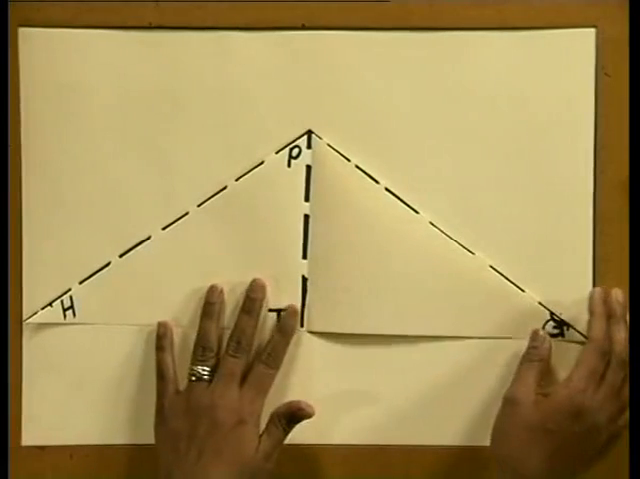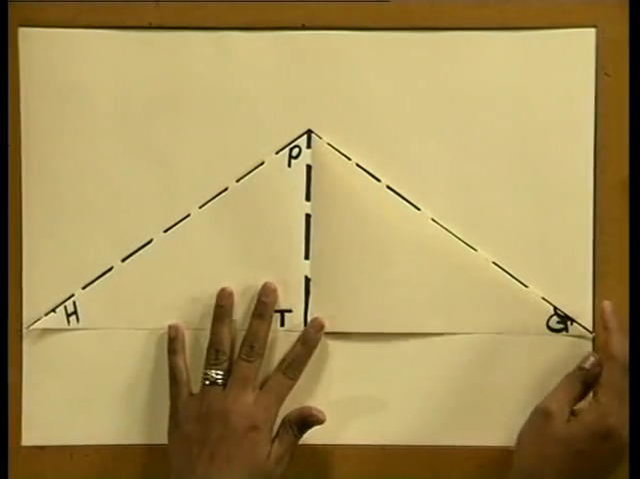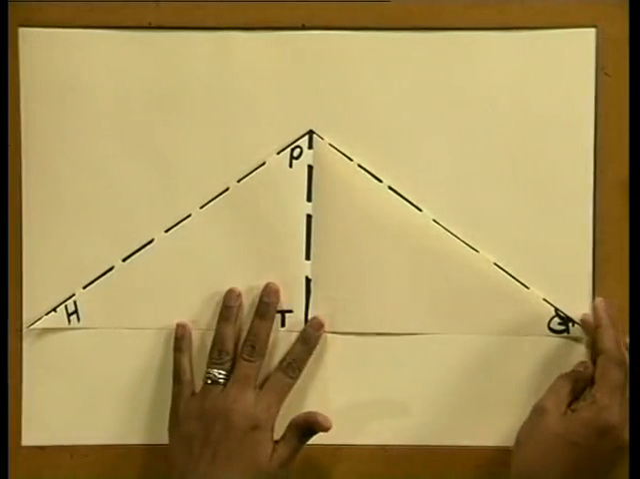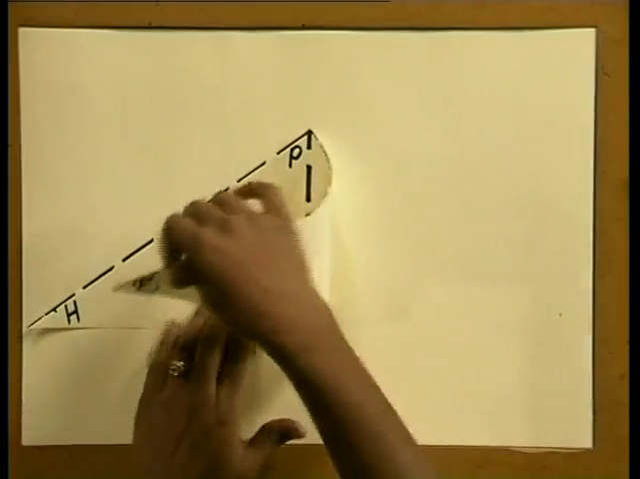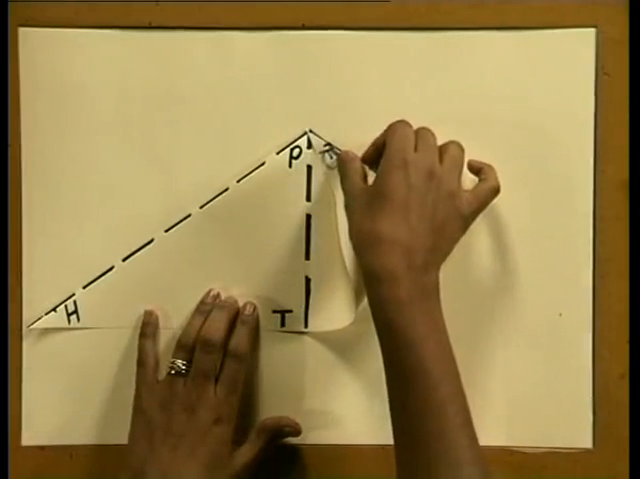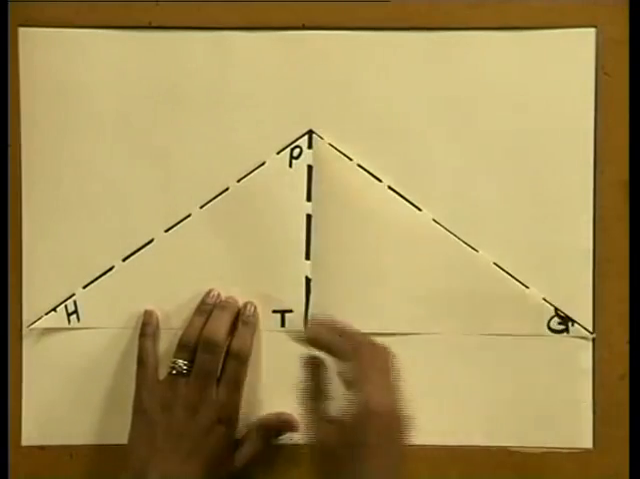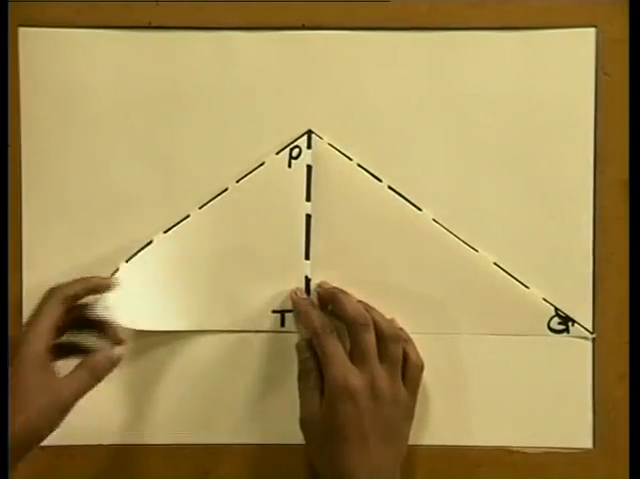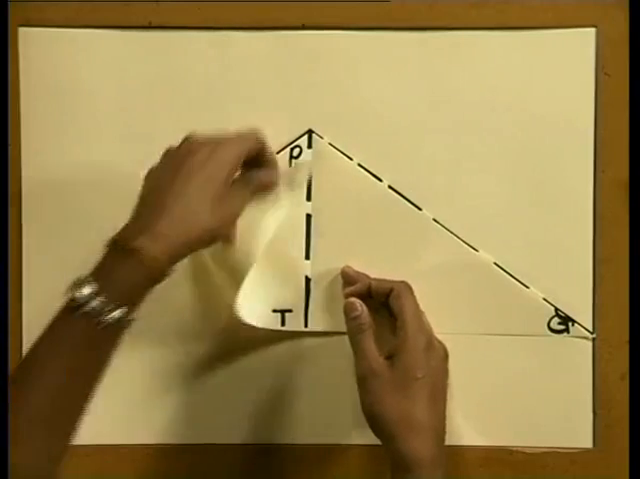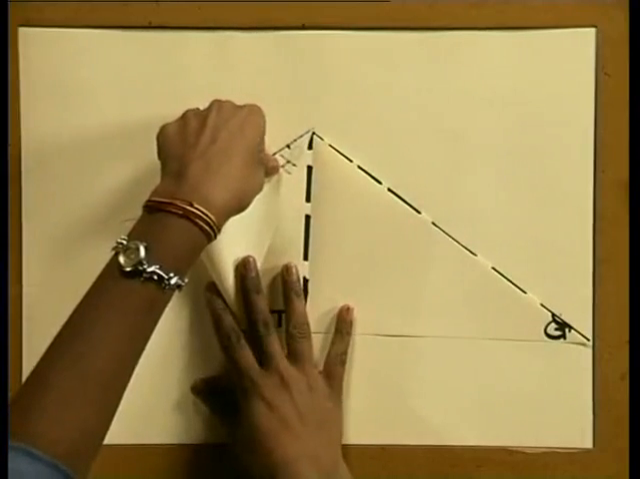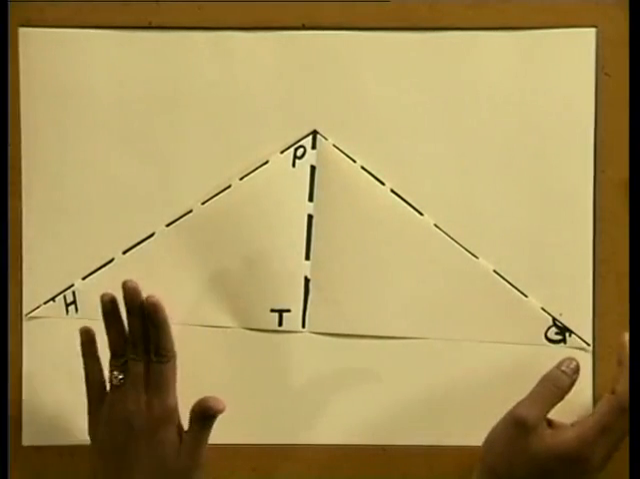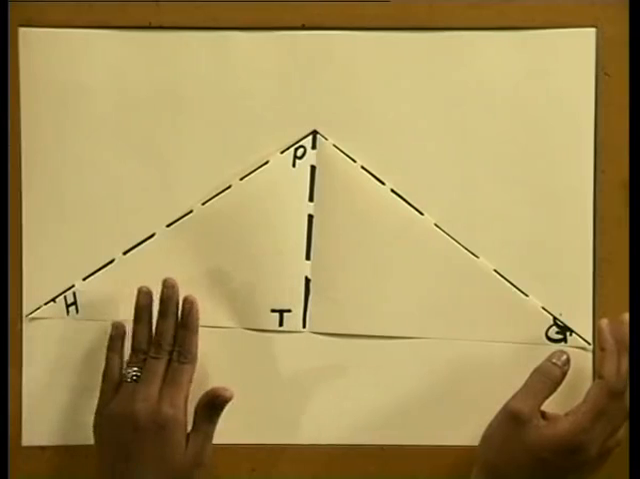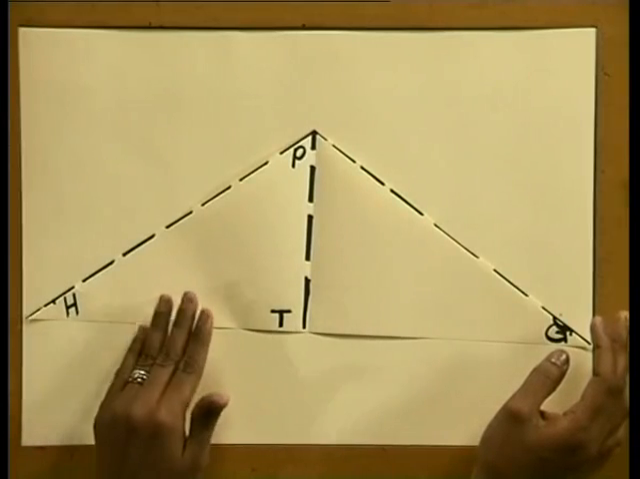Let's fold our model to see. I have cut out our model of the isosceles triangle. Let's try to fold to see whether we could get other lines of symmetry. If I take G and try to fold it onto P, we see that no, we can't get a line of symmetry. If I fold H onto P, no, we can't get another line of symmetry. So none of the other sides of this triangle form a perfect mirror image.